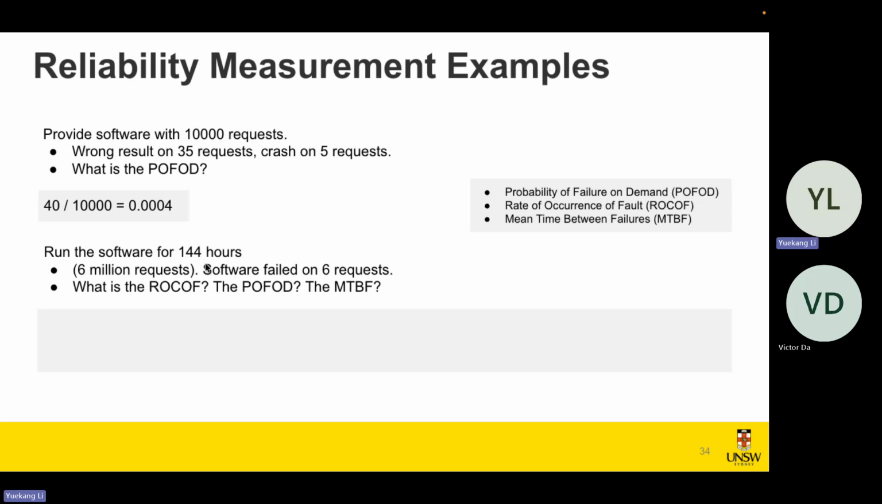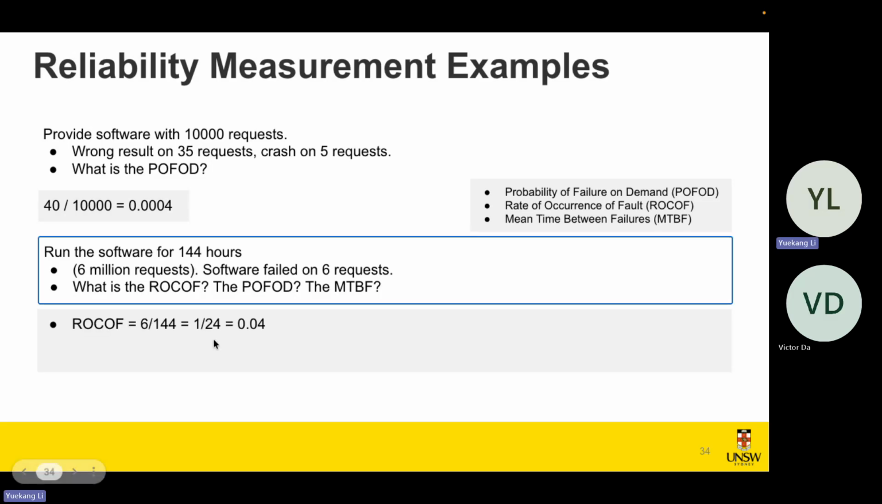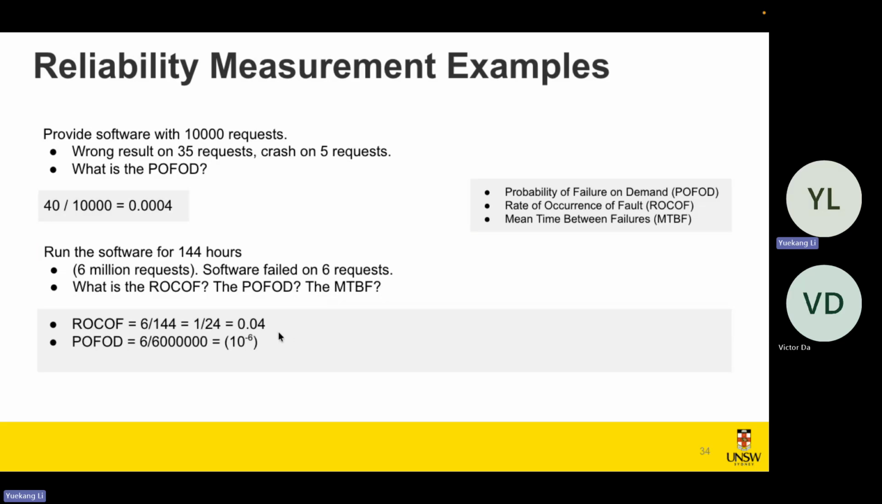So it depends on the time unit, right? Rate, you can see from the name, rate is related to frequency, right? So frequency is related to time. So we use 6 divided by 144, right? So that's why it's 6 days. So this is very interesting here. So it's about this, so 0.04 per hour. I need to mention the time here.